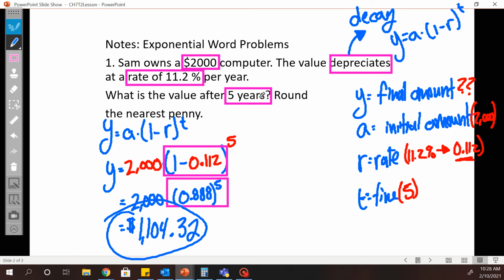All right, so my computer is now worth almost half as much after 5 years, depreciating pretty quickly. Okay, 5 years is not a long time. So this is a pretty quick rate at which it's decreasing. 11.2%, quite a bit.